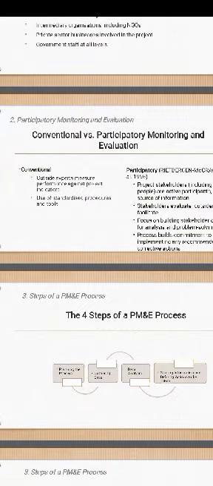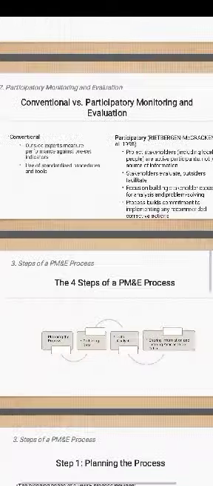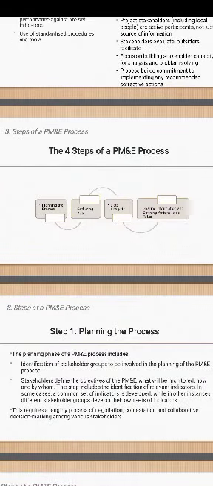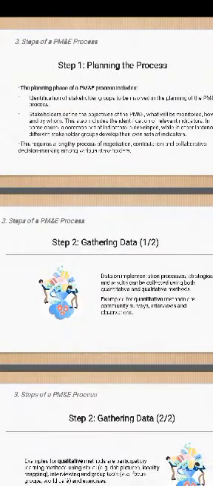We have conventional versus participatory monitoring and evaluation. Then we have the steps of the project participatory monitoring and evaluation process. We have planning, gathering data, data analysis, sharing information, and defining action to be taken. Planning the process.